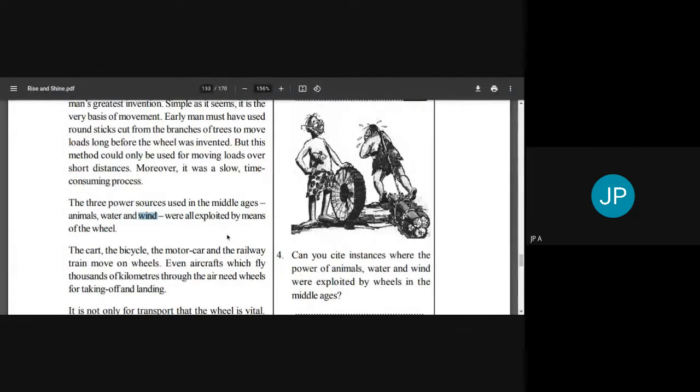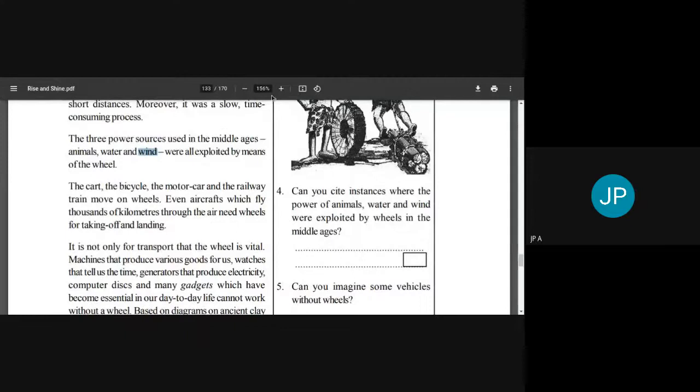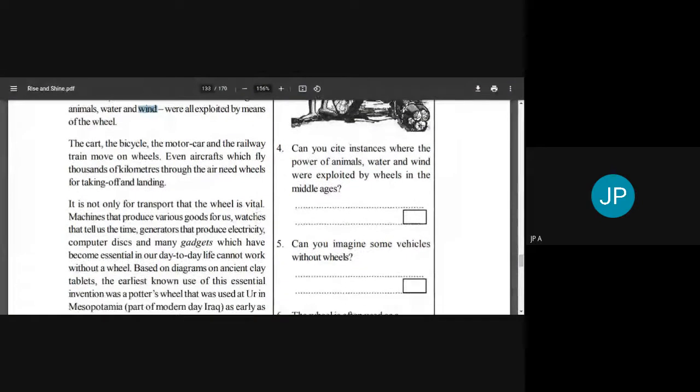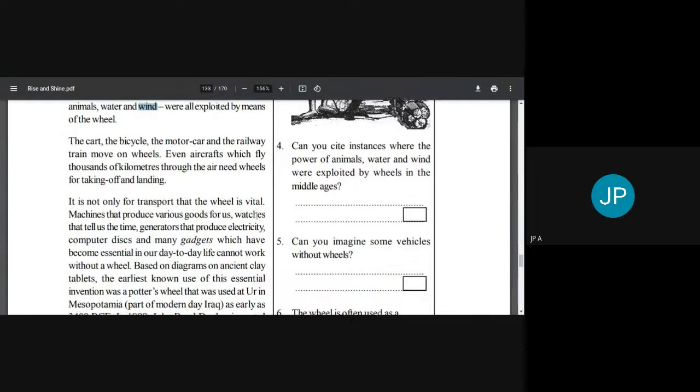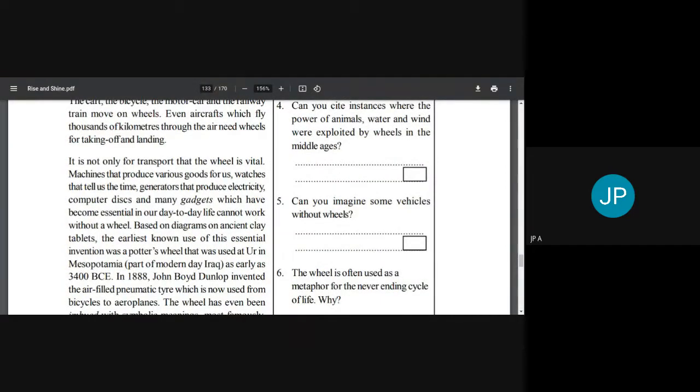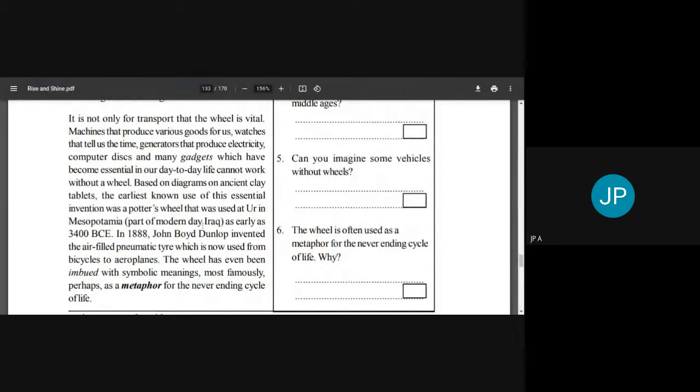Then as we slowly progressed, we happened to have all these automobiles, the car, the bicycle, the motor car, train, airplanes, even aircraft flying in the air, but to land and to take off, the aircraft needs wheels. And it is not just in the transport sector that we need wheels. Wheels are needed in all kinds of areas, including computers. That is the CD drive that we use to read data. They need wheels. So it is how the wheel was discovered, that is mentioned here.